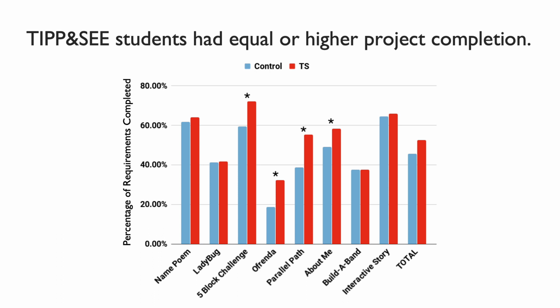TIPP SEE students frequently completed the same or more requirements than control students. On the rare occasion where more control students completed a requirement, the requirement did not require much coding, such as changing a sprite. Now let's focus on 3 projects as examples.